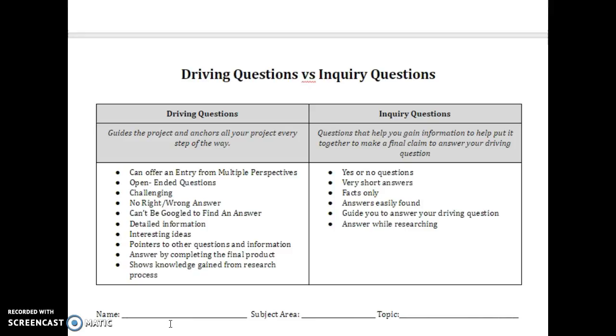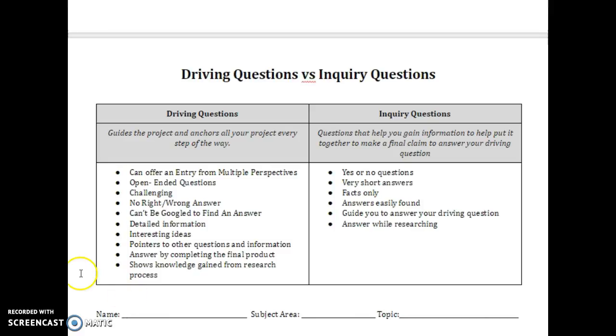Then inquiry questions are going to be facts. So you're going to find information. You should be able to have information that you collect after you find it that you can report out, and you answer these while you're researching and collect them into bigger ideas and group them together and organize them.